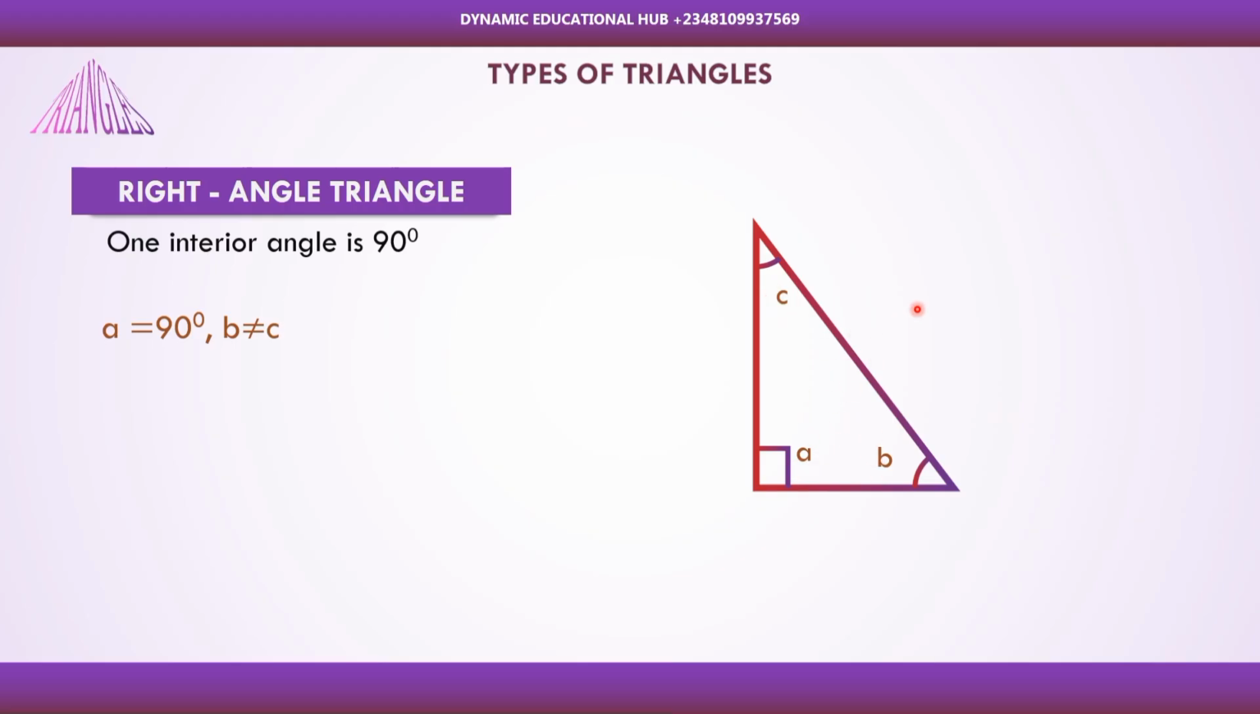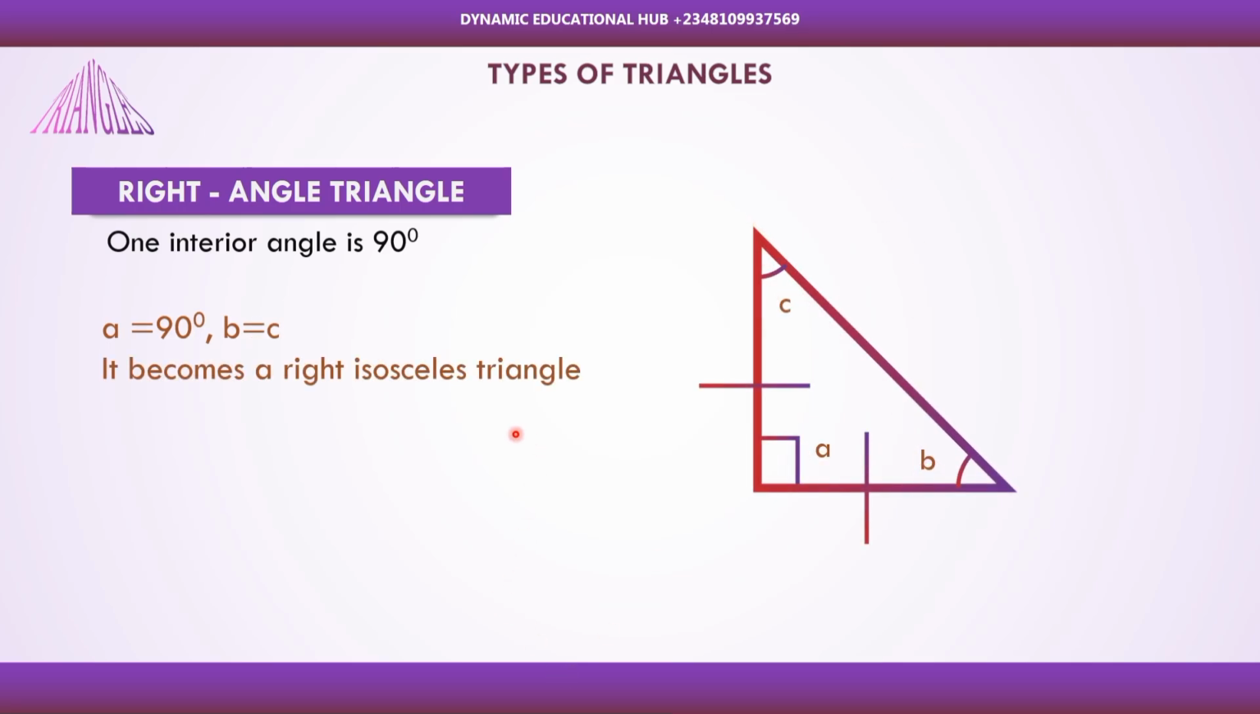What if B is equal to C? What will be the name of this triangle? We call it right isosceles triangle. In a case whereby we have a right angle triangle and the other angles are the same, 45 degrees, we call the name of that triangle right angle isosceles triangle or right isosceles triangle. So here we know that A is equal to 90 degrees and B is equal to C. For B to be equal to C, B here must be 45 degrees and C is also 45 degrees. So we can have right isosceles triangle.